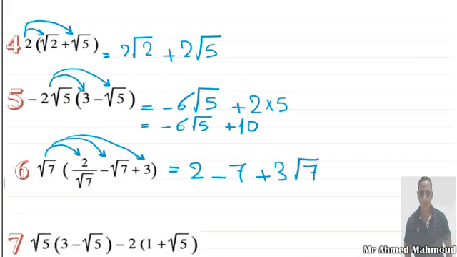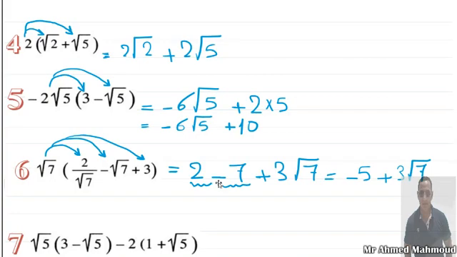But here we have 2 minus 7, they are like, then I will add them. 2 minus 7 equals negative 5. It will be negative 5. And I'm going to drop 3 root 7 without change, plus 3 square root 7 without change.